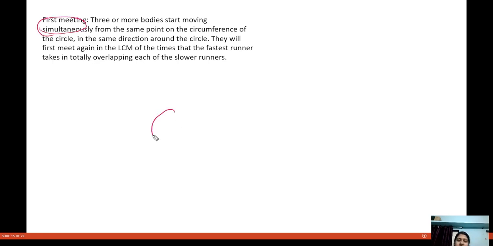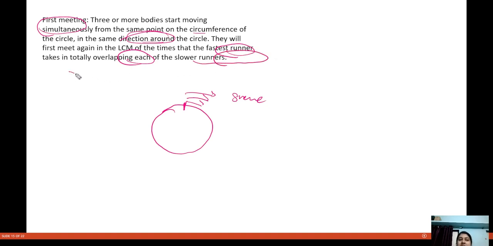Now this concept is very clear, but let us understand how we can calculate their meeting point. For example, three or more bodies start moving on a circle simultaneously from the same point on the circumference in the same direction. They will first meet again at the LCM of the times that the fastest runner takes in totally overlapping each of the slower runners. So if we have, let's say, x, y, and z.